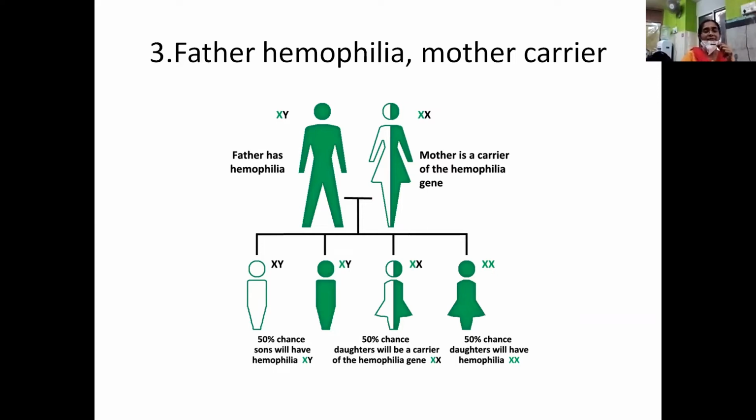There is a chance of female daughters having the disease in this situation, and 50% of the daughters will be carriers. So there are only very rare situations where you will get a female with hemophilia. So this is one such situation, that is, a male with hemophilia marrying a carrier female. So that's one rare situation where you get a female hemophilia.